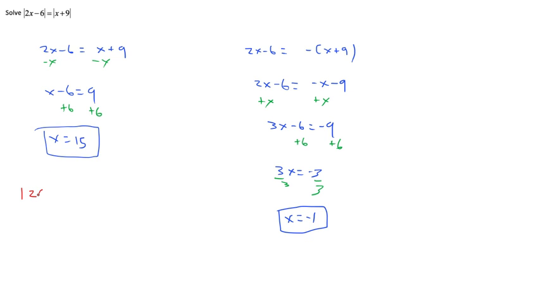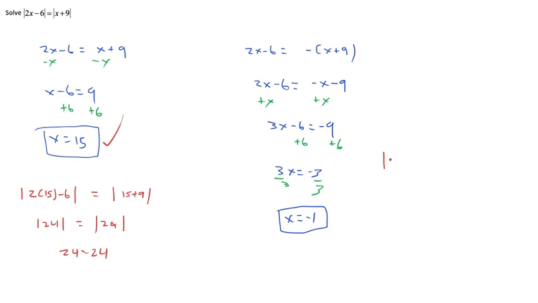The absolute value of 2 times 15 minus 6, does that equal the absolute value of 15 plus 9? Well, 2 times 15 is 30. 30 minus 6 is 24. The absolute value of 24, does that equal the absolute value of 15 plus 9, which is 24? And in this case, sure, right? 24 equals 24. That means that this works out. That is an answer.